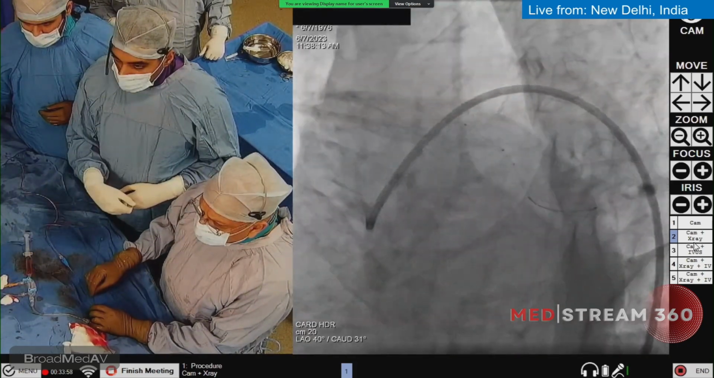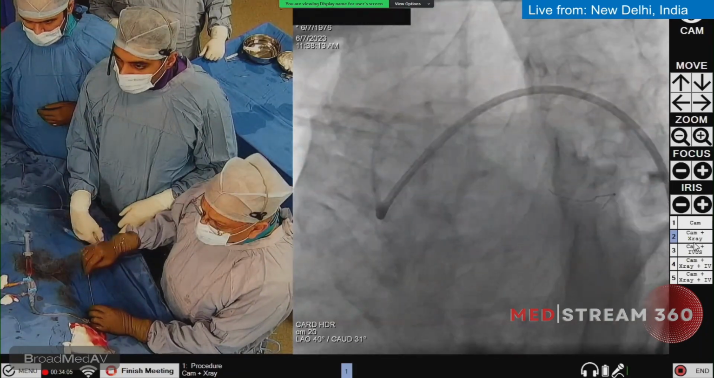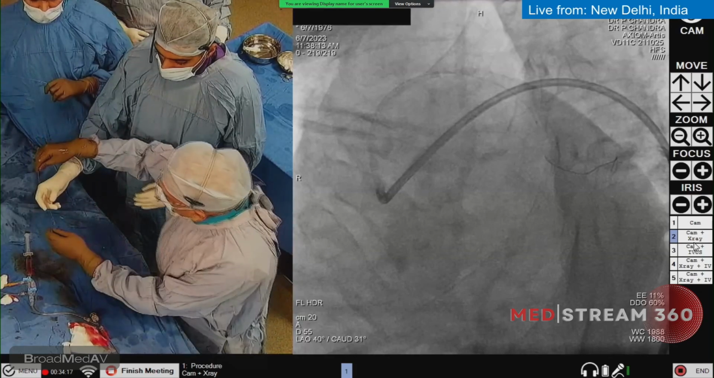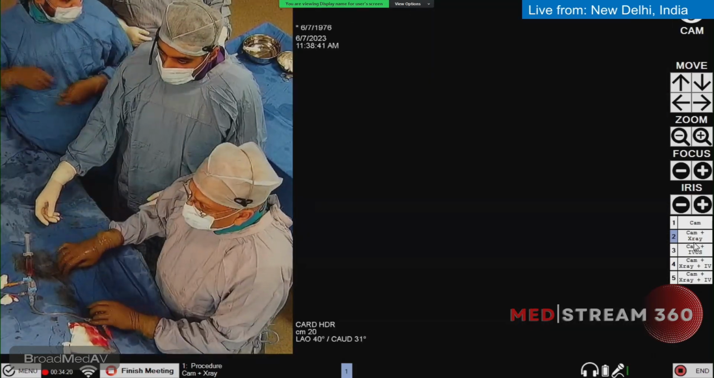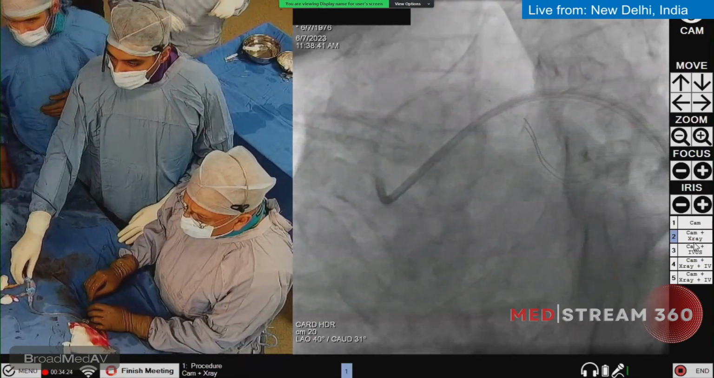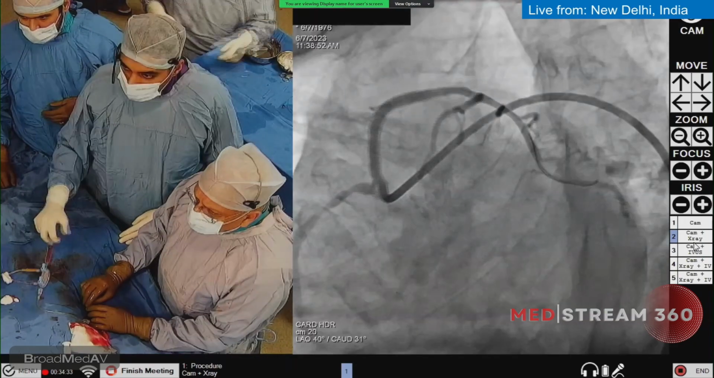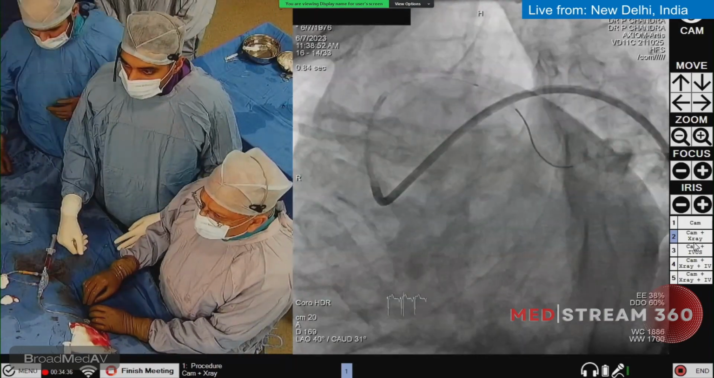And now I will push this guide extension back again so that we get a good shot. This is a 2.75 by 15 drug-eluting balloon. And here I can see that there is some wedging now, so I'll pull it a little bit back and now the pressure is okay. So let's take a shot. This looks perfect. I think the result is very nice.